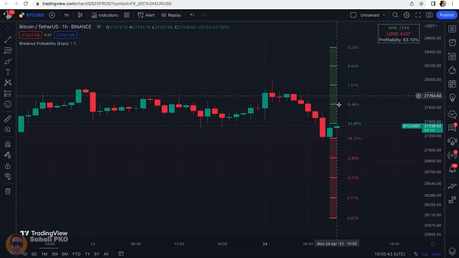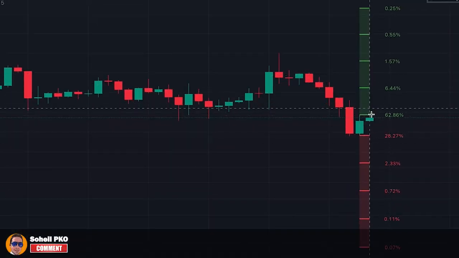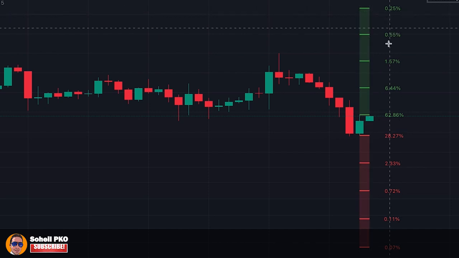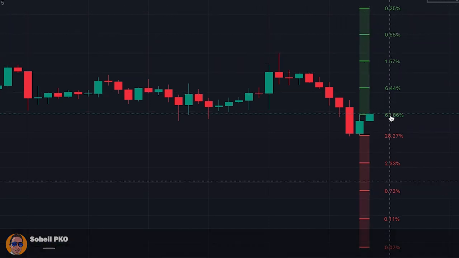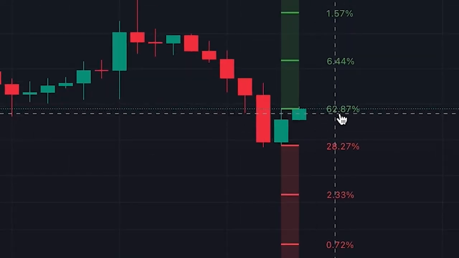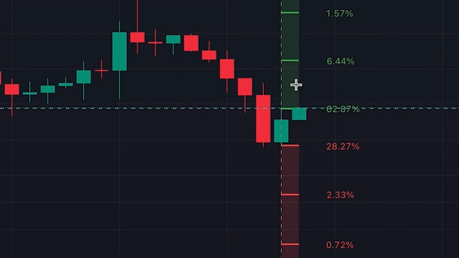correctly. Alright, as you can see, the indicator is in the form of horizontal lines which are placed based on previous candle high and low, and also other levels respectively with their corresponding percentages in front of them. These numbers are showing probability of breakout. For example, here we have 62.8% probability that this candle will make a new high.